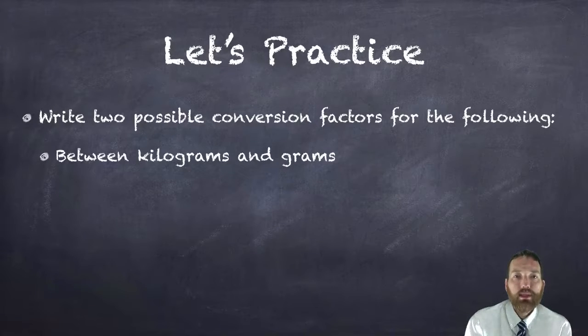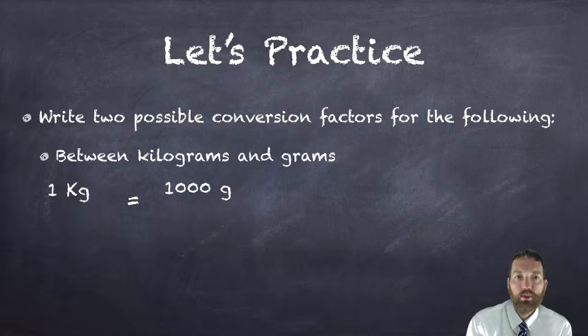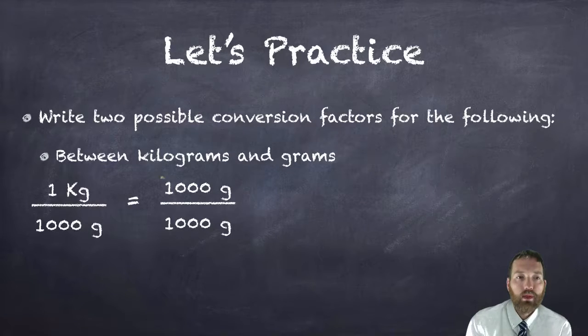All right, so let's practice writing some conversion factors for the following units, between kilograms and grams. So if I have 1 kilogram, that equals 1,000 grams. Remember that prefix kilo is the only prefix that makes the number bigger. 1,000 grams in 1 kilogram. So if we divide both sides by 1,000, I could cross off the right and get 1. And my conversion factor would be 1 kilogram over 1,000 grams equals 1.